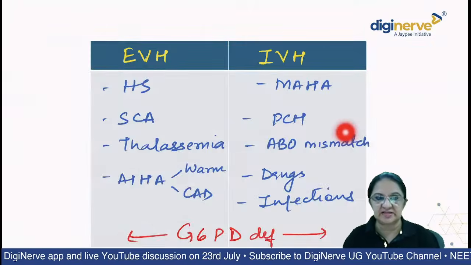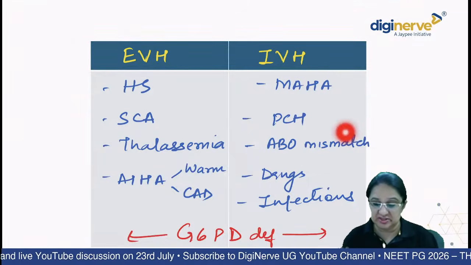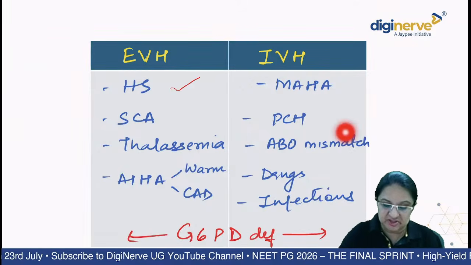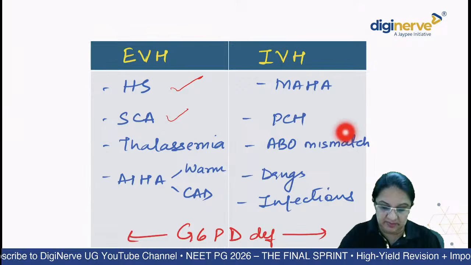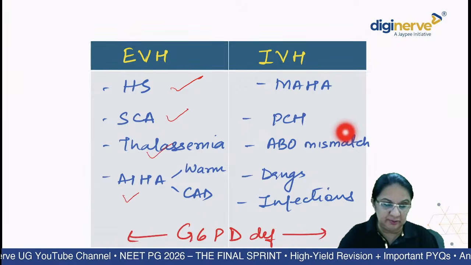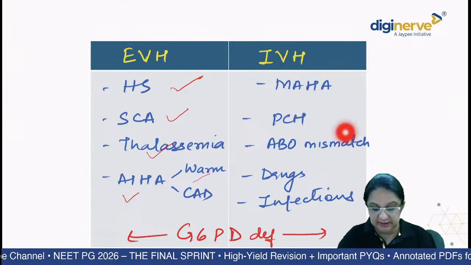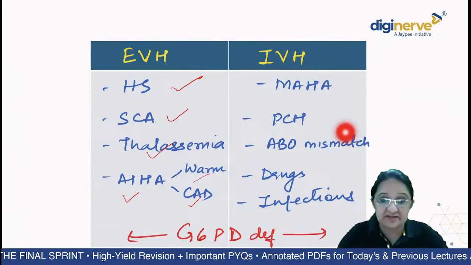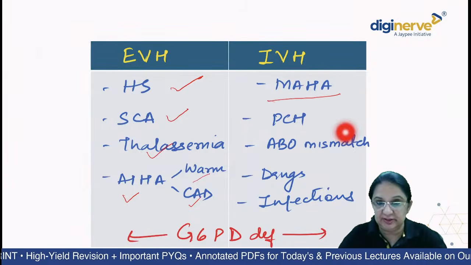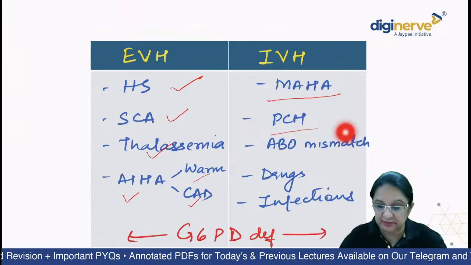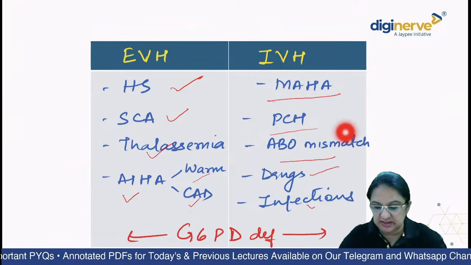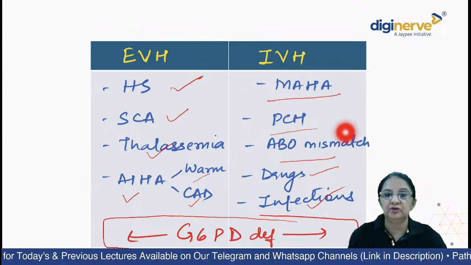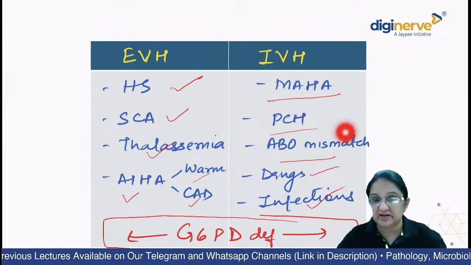Now, very quickly summing up, where do you find extravascular hemolysis? Where do you find intravascular hemolysis? Extravascular hemolysis: hereditary spherocytosis, sickle cell anemia, thalassemia, autoimmune hemolytic anemia, in warm autoimmune hemolytic anemia, and cold agglutinin disease. On the other hand, intravascular hemolysis is seen in microangiopathic hemolytic anemia, paroxysmal cold hemoglobinuria, ABO mismatch, drugs, and certain infections. Only in G6PD deficiency can we have both extravascular as well as intravascular hemolysis.